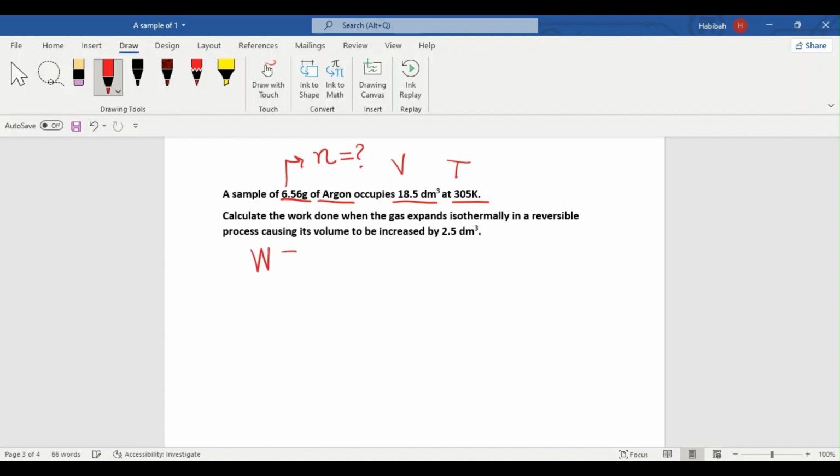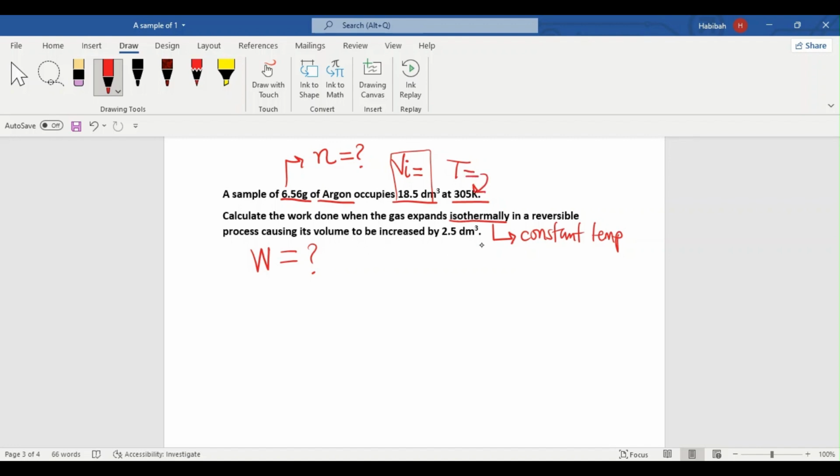So really what we're going to be looking for is work when the gas expands isothermally. So it's an expansion process. So we are going to have a V initial, which is this one right here, what this one is in the box. And then it said expands isothermally, so that is constant temperature. Constant temperature would also just mean the change in temperature is zero. So during the entire process, the temperature is going to remain the same.